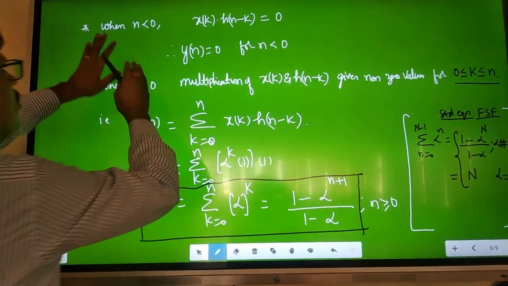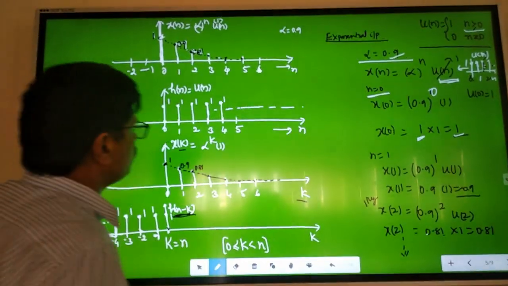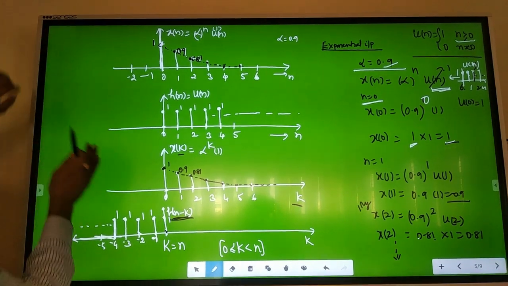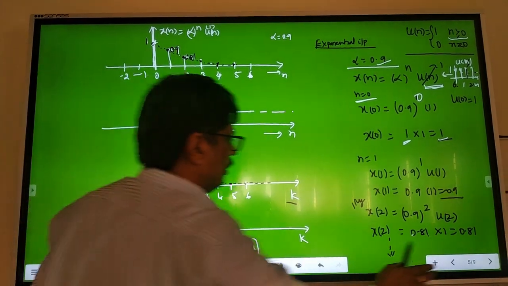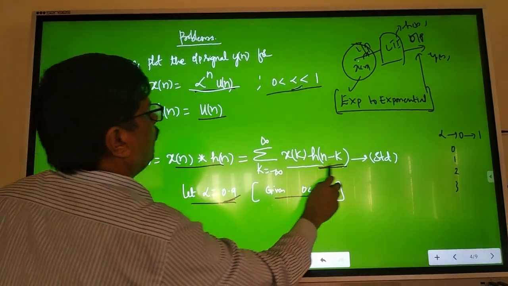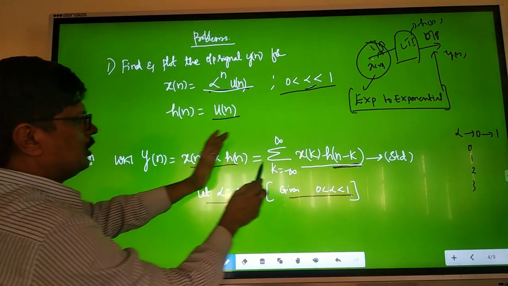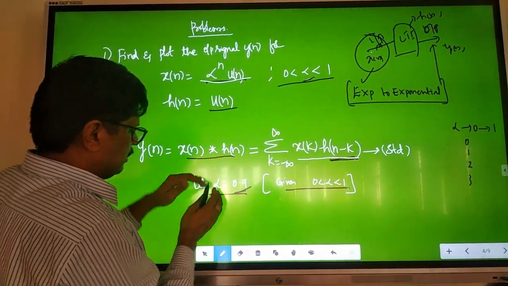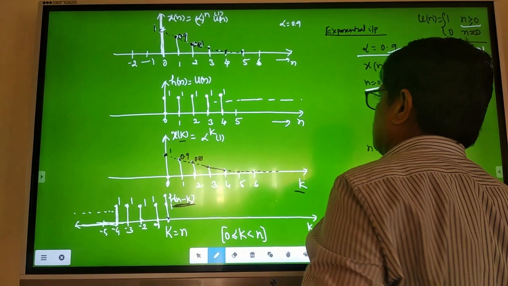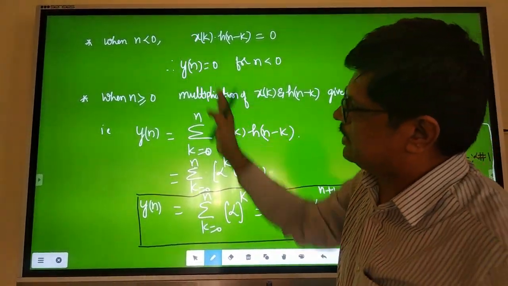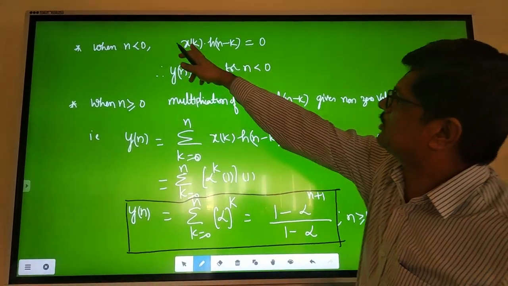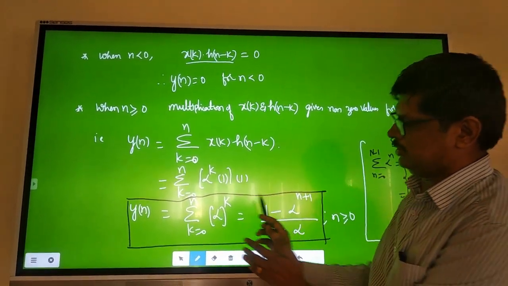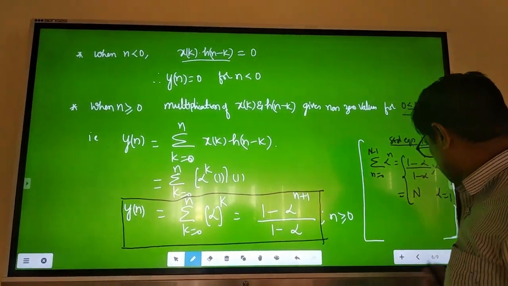Very simple. When n is less than 0, for example, consider these two diagrams. N less than 0, is anything there? See this, nothing is there. N less than 0, what happens to your problem? This output: when n is less than 0, y of n is nothing but the multiplication of x of k into h of n minus k, which is 0. Let me write that part. When n is less than 0, the first two diagrams show that x of k into h of n minus k has value 0. Y of n is equal to 0 for n less than 0. That is the first conclusion.